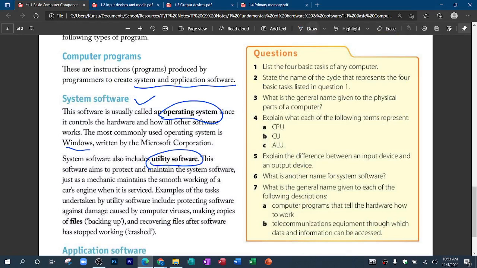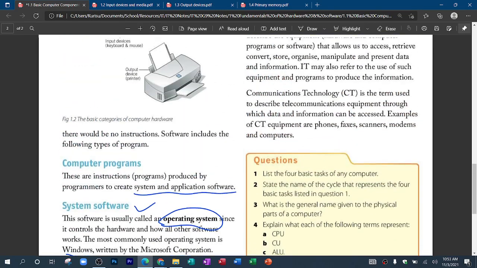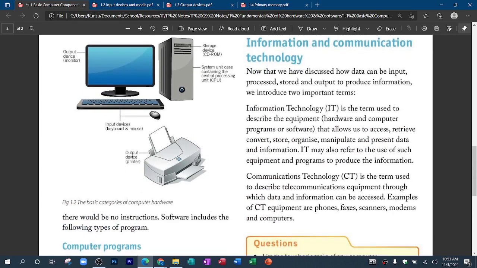Now, the other type of software is the application software. And application software basically refers to any software that does a specific task. So when you're playing a game, when you're working on a spreadsheet, when you're going into a browser, those are all application software.